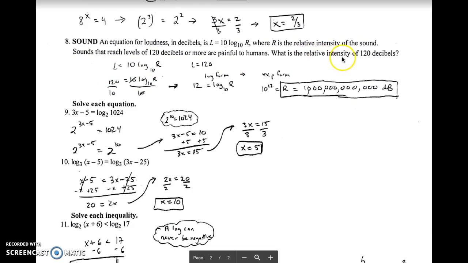So the relative intensity means we're solving for R. If they give us this number, that's got to be the L, the loudness. So our loudness is 120. We're plugging that in the equation. We're going to divide both sides by 10 first. We get 12 equals log base 10 of R. We're going to go from log form to exponential form, so that would be 10 to the 12th power equals R, which I have right here. And 10 to the 12th power is just 1 with 12 zeros after it, which is 1 hundreds, thousands, millions, billions, trillion. 1 trillion decibels for the relative intensity.